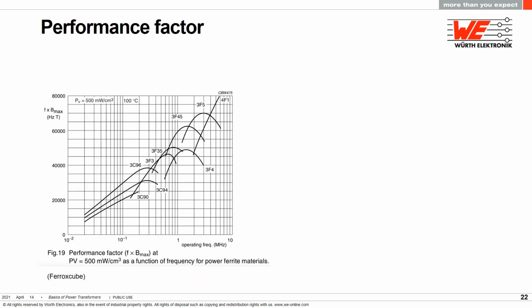This chart shows performance factor. Performance factor is a product of frequency times flux density at a particular core loss level. In this case, 500 milliwatts per centimeter cubed at 100 C. Frequency is along the bottom, and it shows you that different material mixes have an optimal operating frequency. Where the lines peak is the optimal operating point for that material.